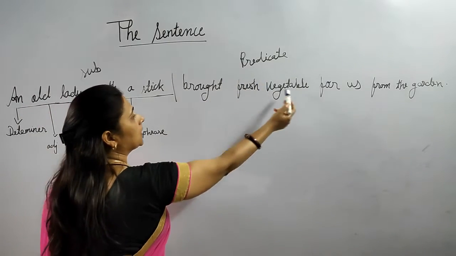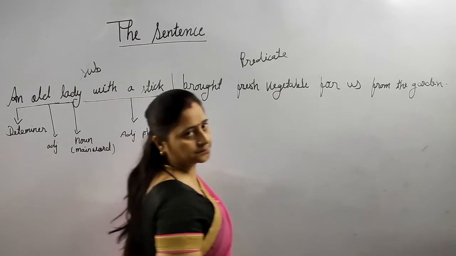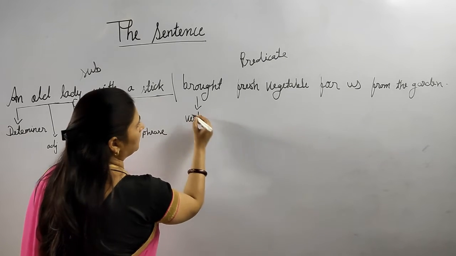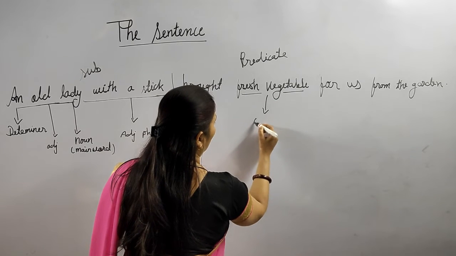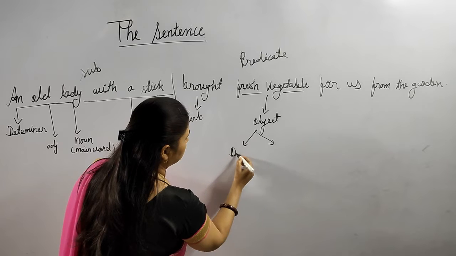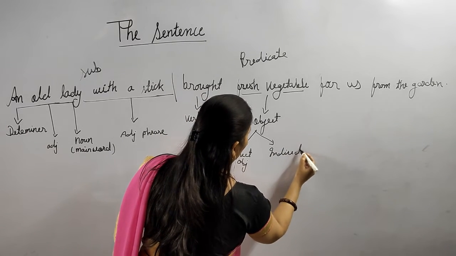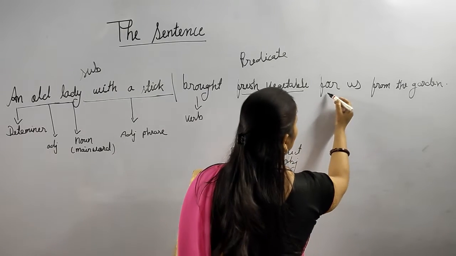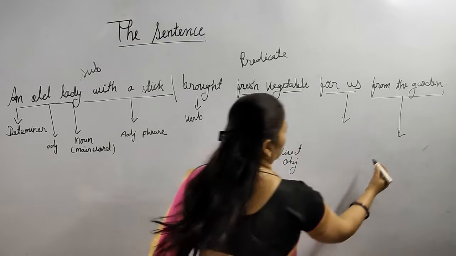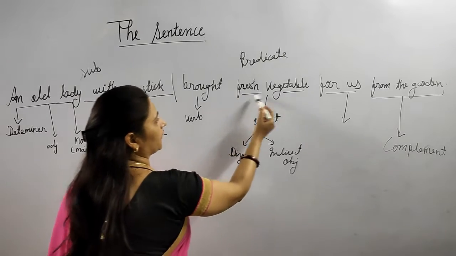As already I have told you, there are three parts of the predicate: verb, object and complement. So here, brought is the verb, and the fresh vegetable is an object. As you know, there are two kinds of object: direct object and indirect object. And the complement here is from the garden. There are two objects here: fresh vegetable and for us.